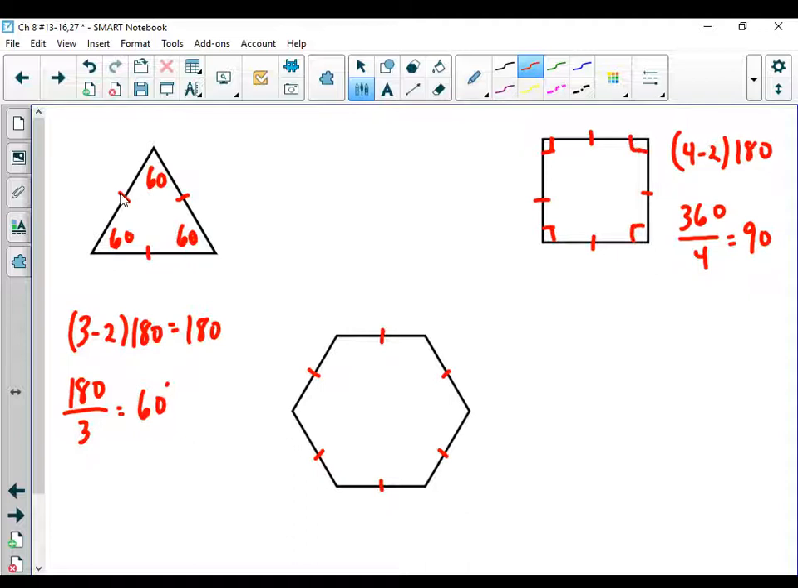Let's look at the 6-sided figure. Well, the 6-sided figure should have a sum for the interior angles of 4 times 180, or 720. I've got 6 of those angles, so 720 divided by 6 tells me that each angle is 120 degrees. So when it's a regular polygon, it's not too bad to figure out how many degrees I have for each angle.